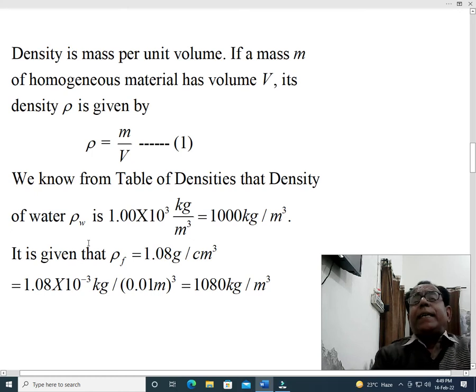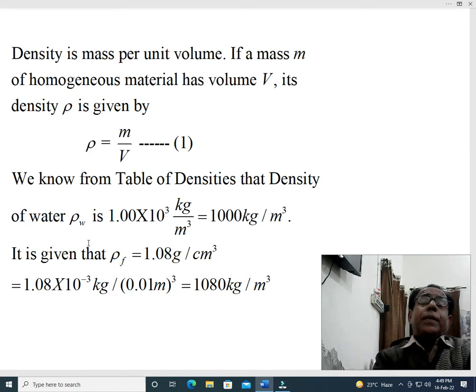Dear students, here we come towards the definition of density. Okay, as in our previous three modules we have defined this term. Density is mass per unit volume. If a mass m of homogeneous material has volume V, then its density rho is given by rho equal to m over V. We have given equation number 1 to this expression.